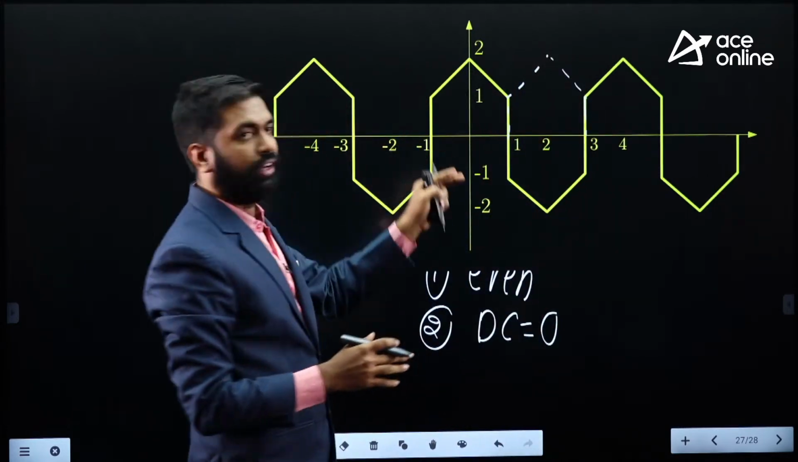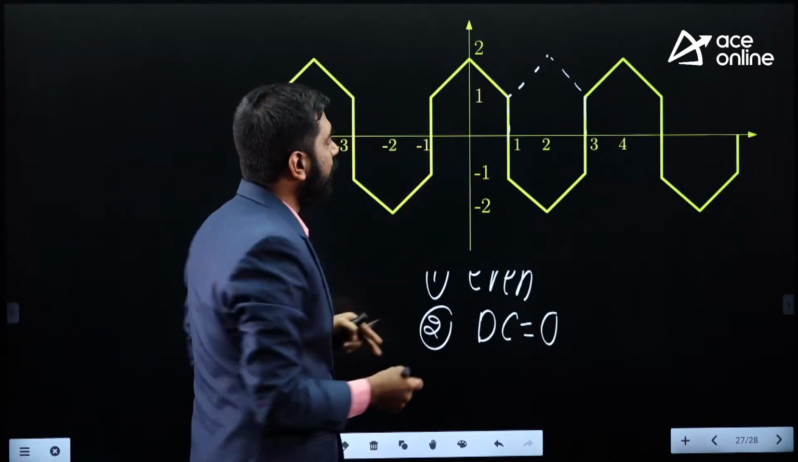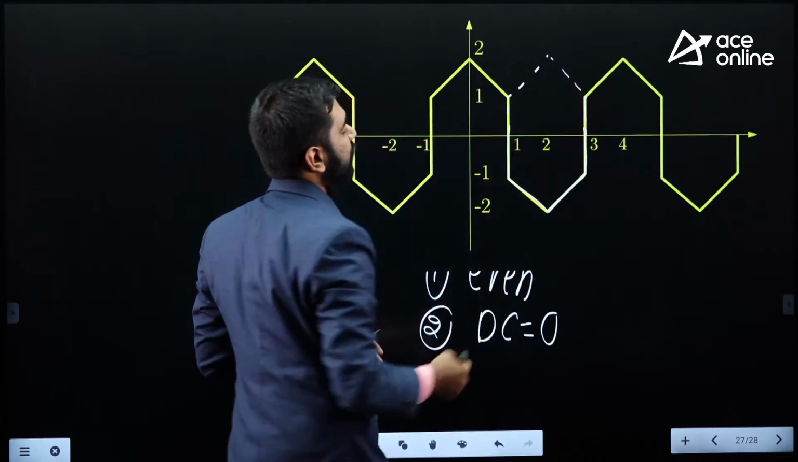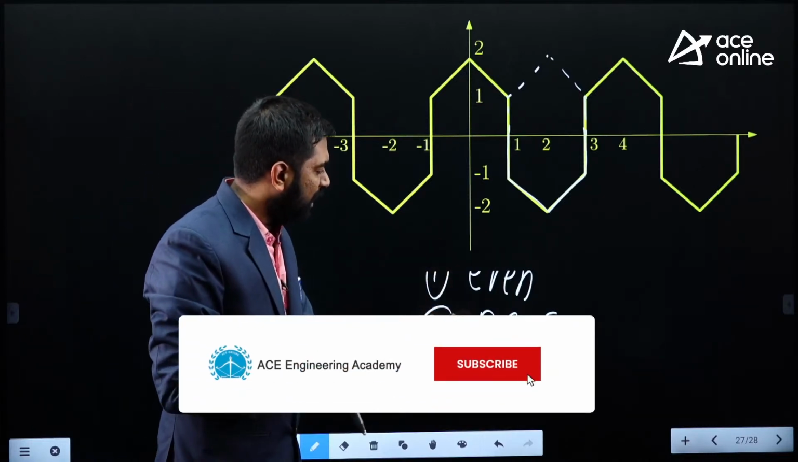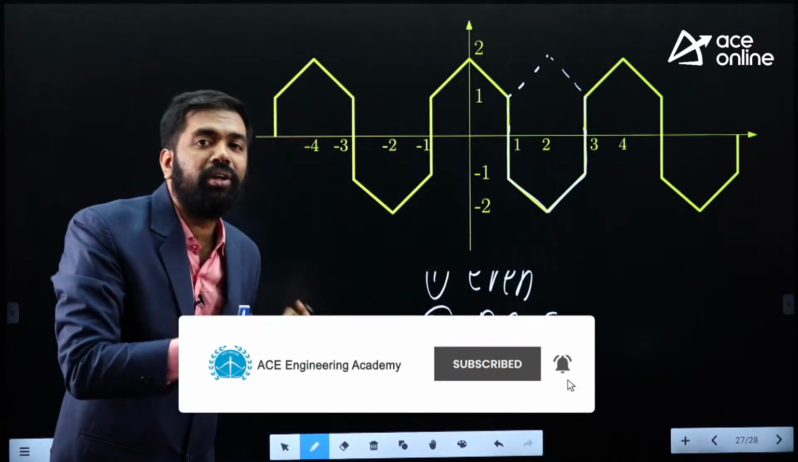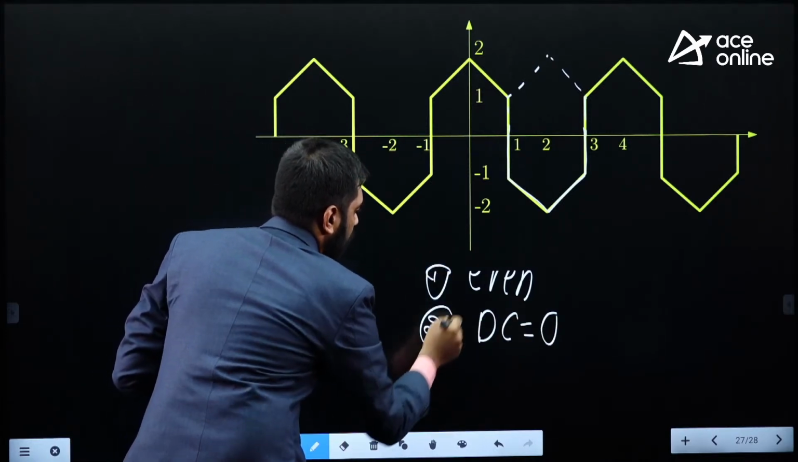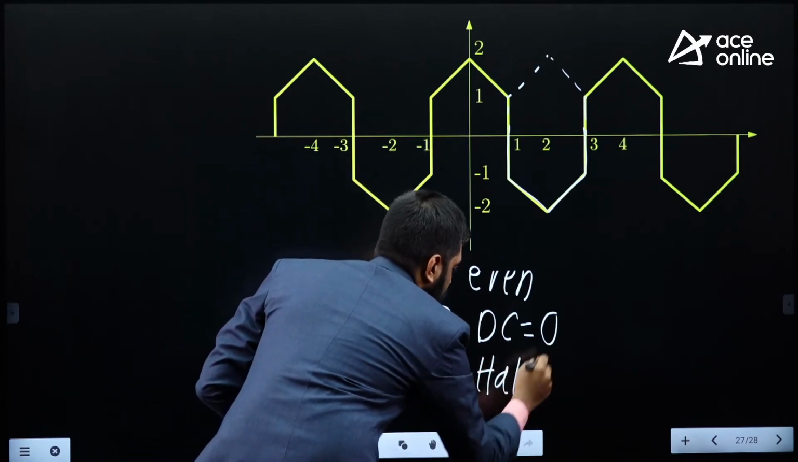So I have shifted. What next? You have to rotate this about the x-axis. When you rotate this about the x-axis, you get something like this, which is exactly overlapping with this. That means it is not just even, its DC value is 0, it also has half-wave symmetry. The third point is that it has half-wave symmetry.